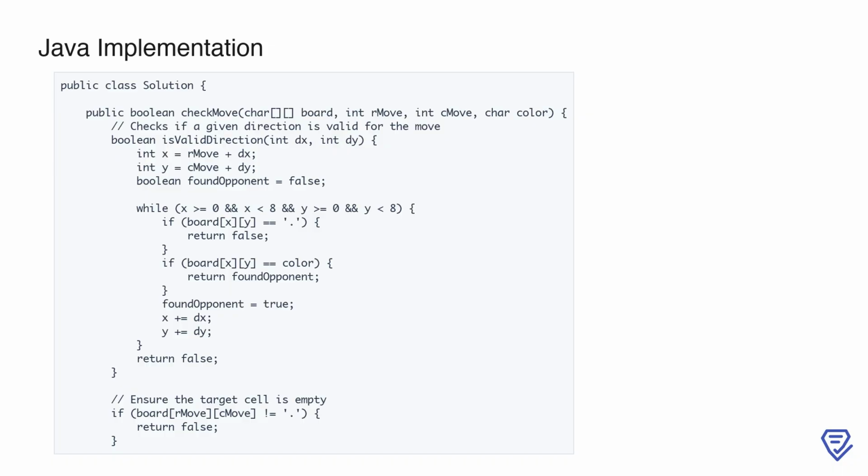Finally, we ensure that the target cell for the move is empty because a move can only be placed on an open spot. If it's not empty, the method immediately returns false.